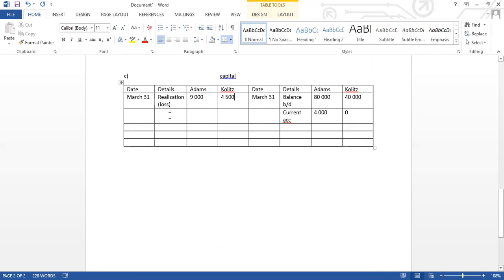From there, we close off our bank account. So how much will Adams pay to the company, to the business? We have bank, 6,333. Why are we debiting it?